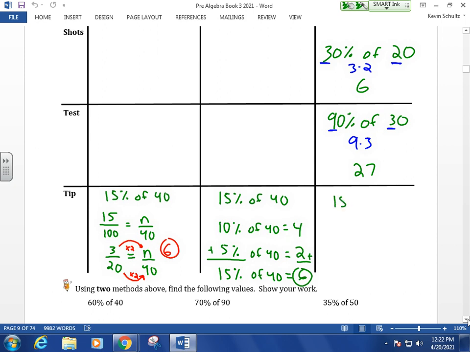15% of 40. We know the answer is 6. How do you get a 6 out of 15 and 4? Well, this one's a little bit trickier. It's not going to be 15 times 4. We need to insert a decimal point there to get 1.5 times 4, which is 6.